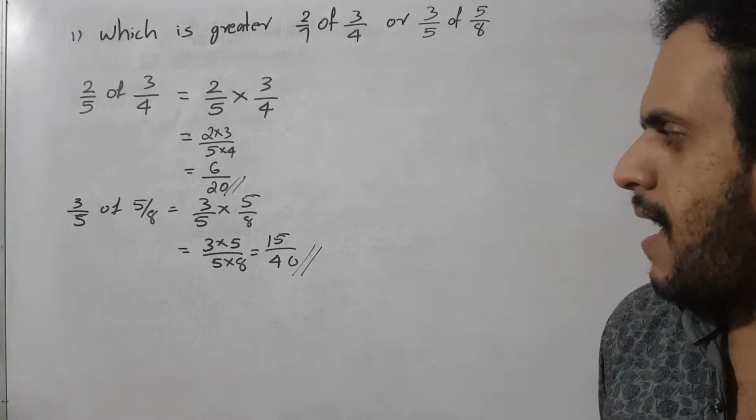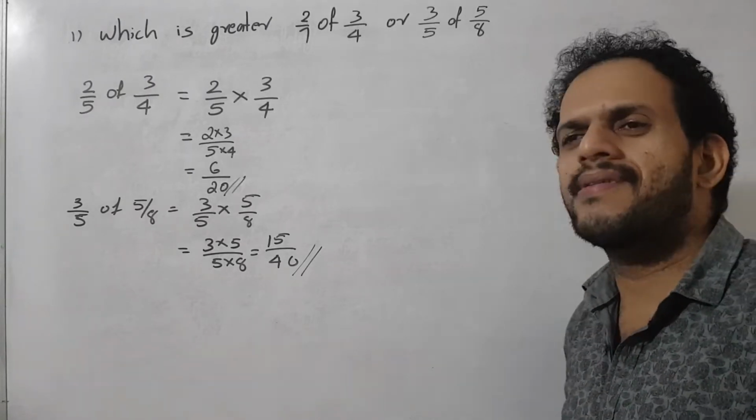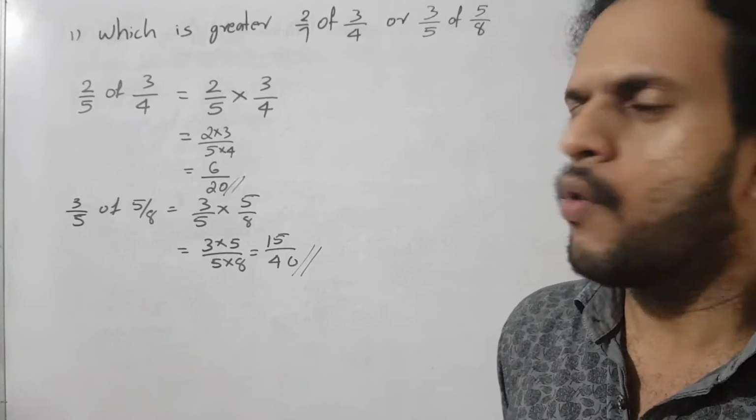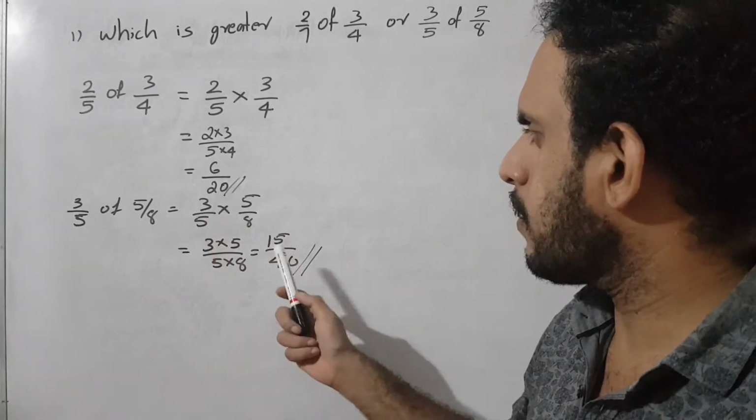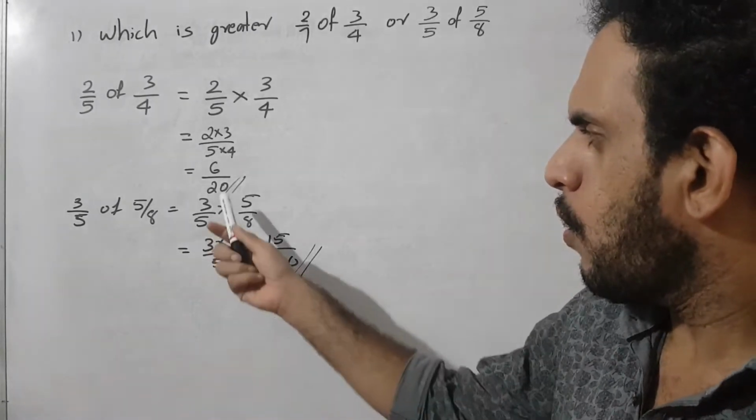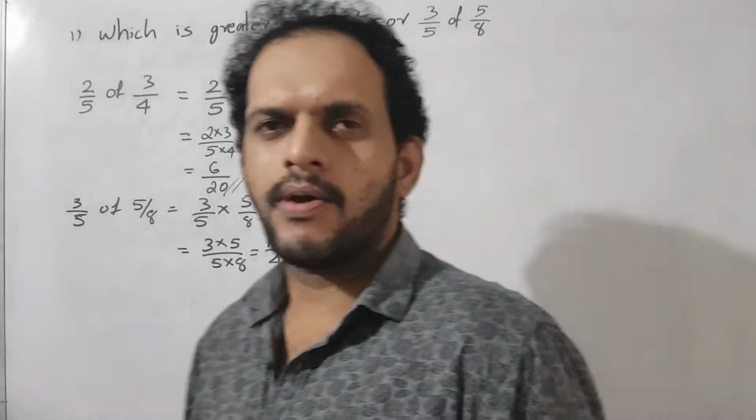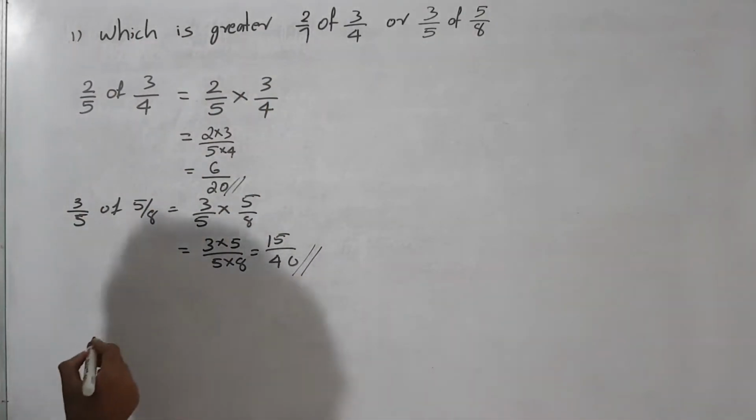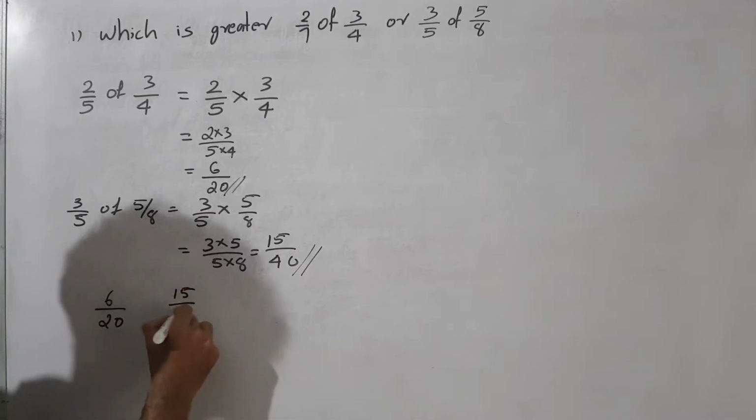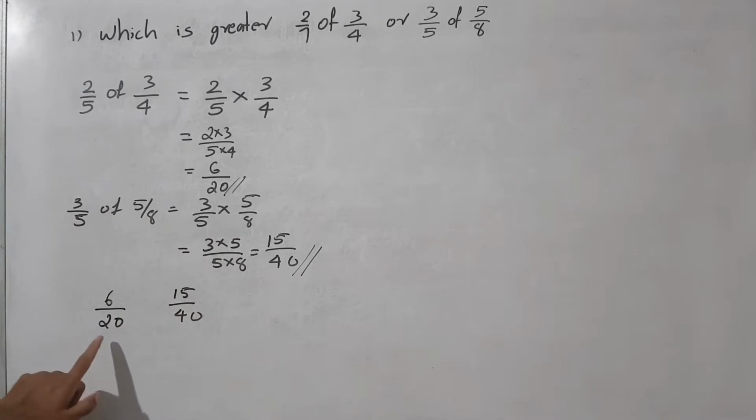6 by 20 and 15 by 40. Then how do we compare? For saying which fraction is greater, we know the idea: the denominators need to be equal, otherwise it is not possible to compare, correct? So here the first number is 6 by 20, and we compare it with 15 by 40. So here we need to compare which one is greater. For that, first we check the denominator.